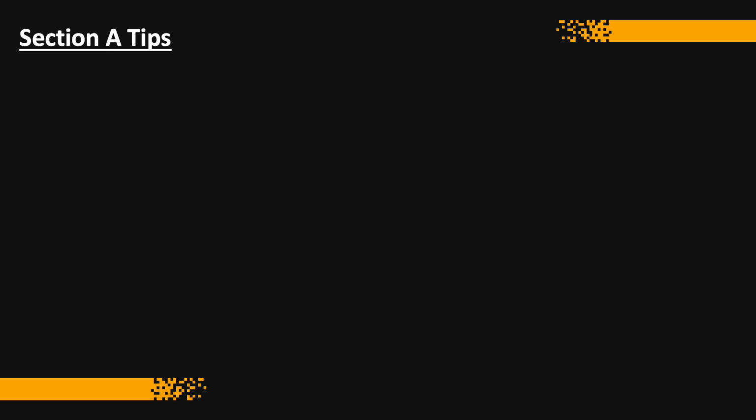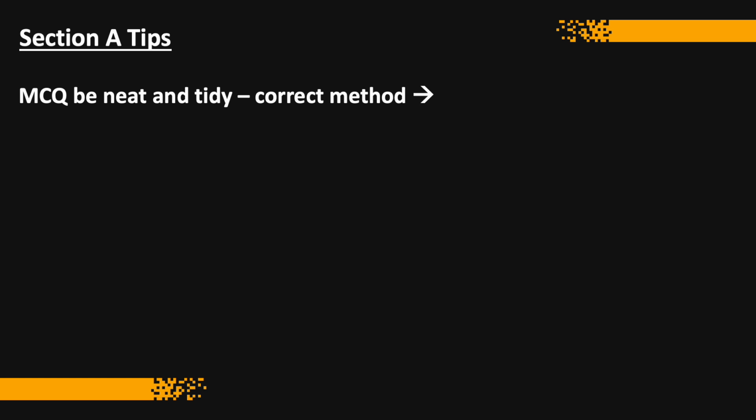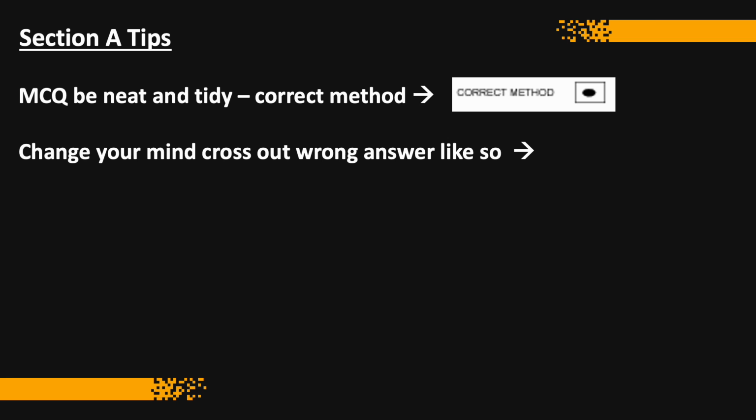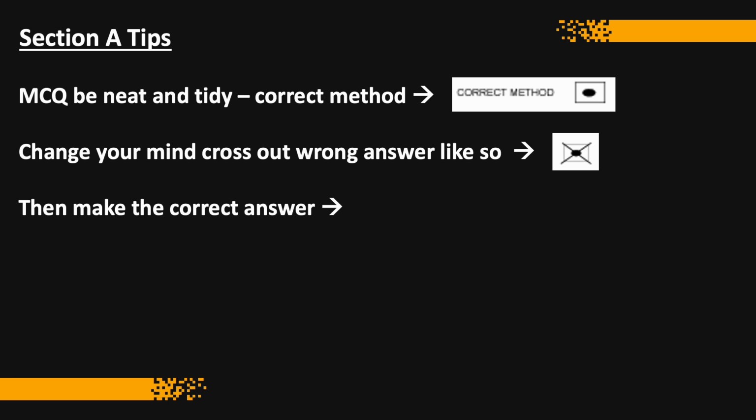Now, Section A tips. Multiple choice questions, be neat, be tidy. The correct method is as so. If you have an issue and you realise that you've gone for the wrong one, change your mind, cross out the wrong answer like so. Just chill. And then make the correct answer like so.